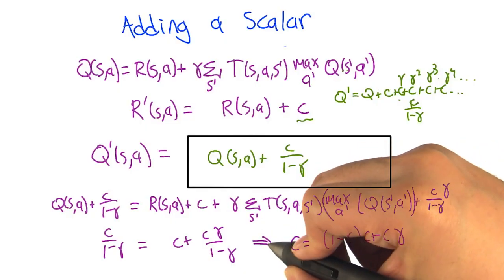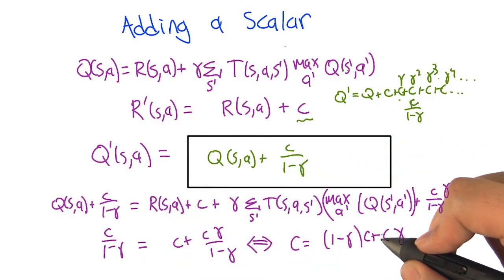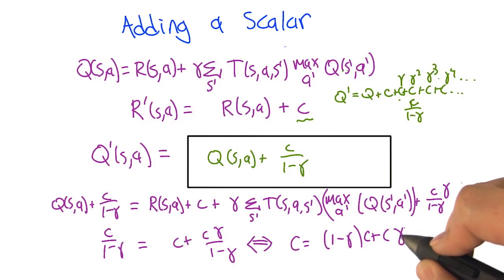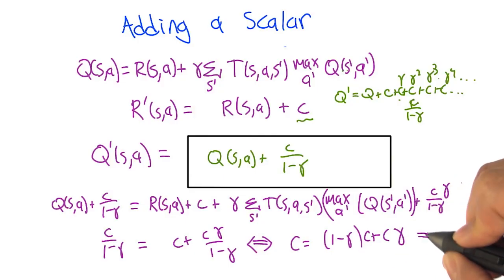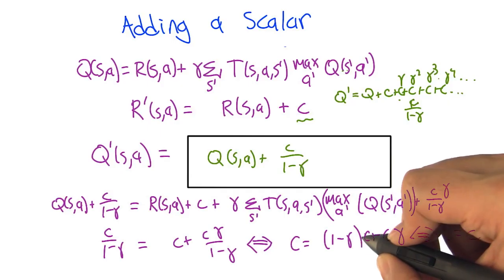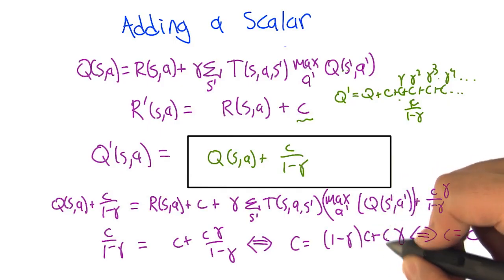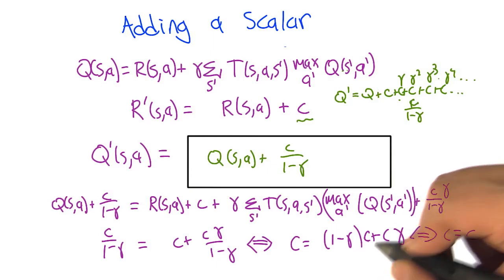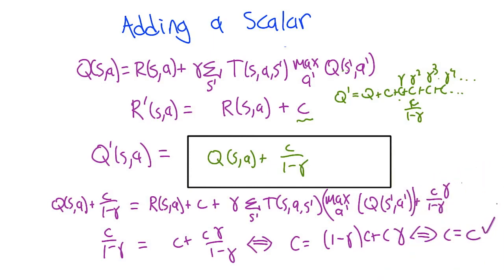Oh, good idea. So this is true if and only if this is true, where we've multiplied through by 1 minus gamma. And this is true, because we've got this C on both sides, and we've got a negative C gamma and a positive C gamma that cancel. So C equals C. Whew, that feels good. We solved everything.